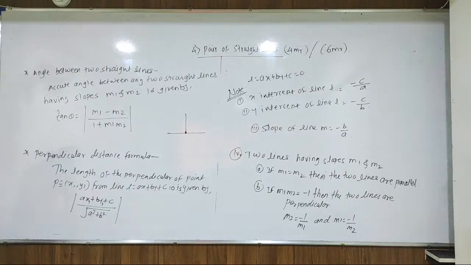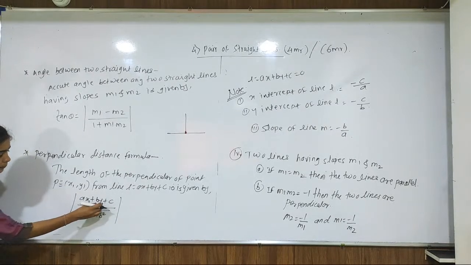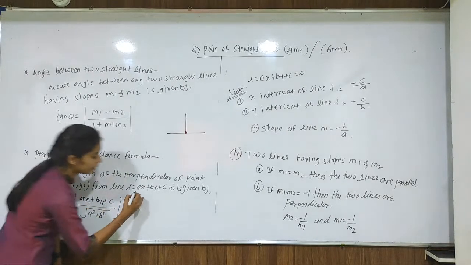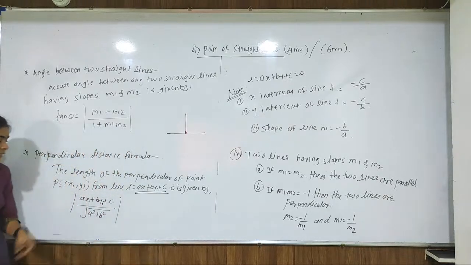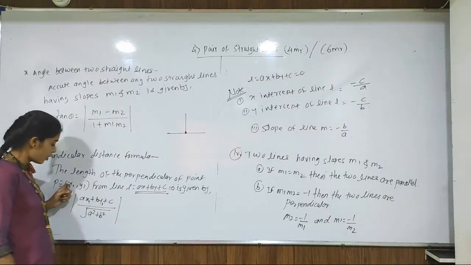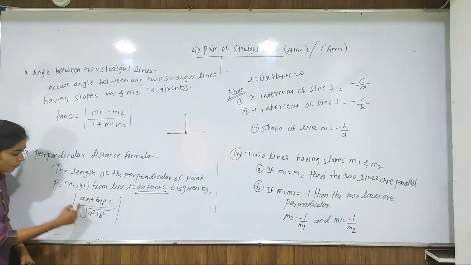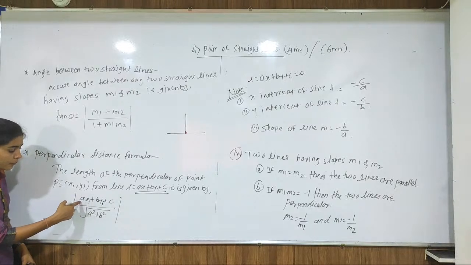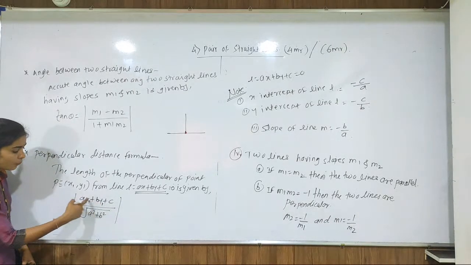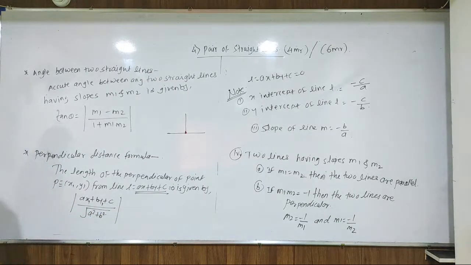Okay, right? That's the formula because this point is (x1, y1), so here we have to take ax1 plus by1 plus c. Whatever equation of the line is given, we have to substitute the values of x1 and y1 into this equation, and upon under root of the coefficient of x and coefficient of y, a square plus b square.